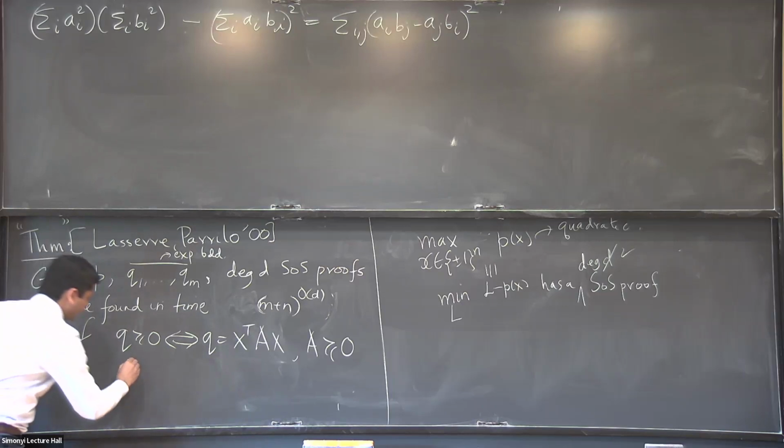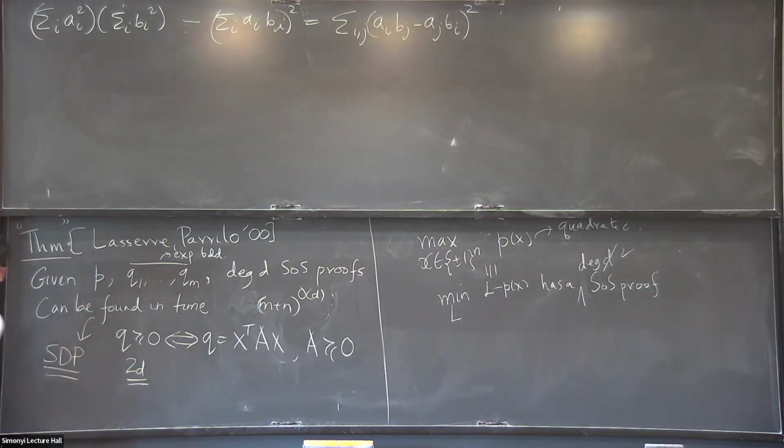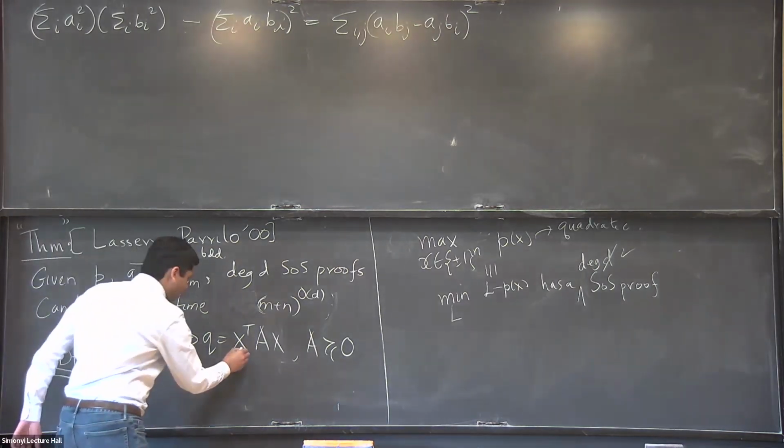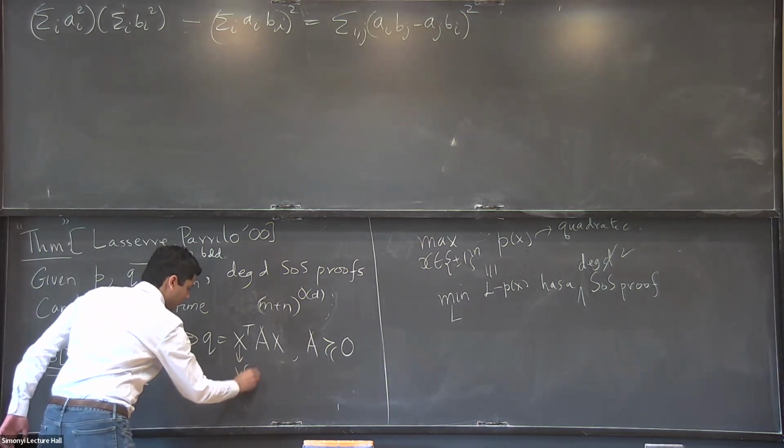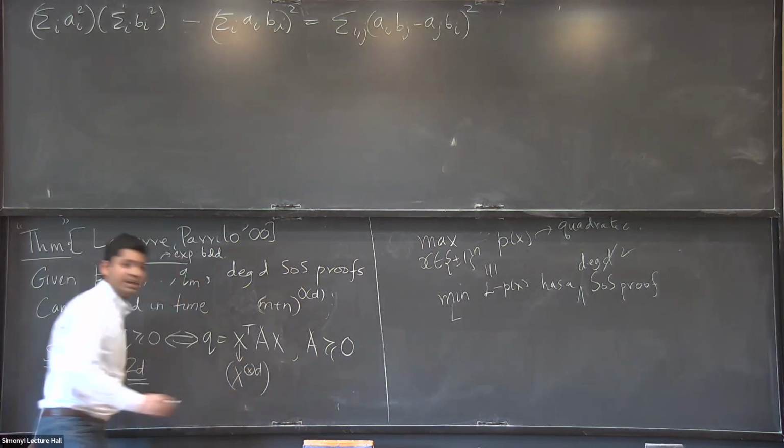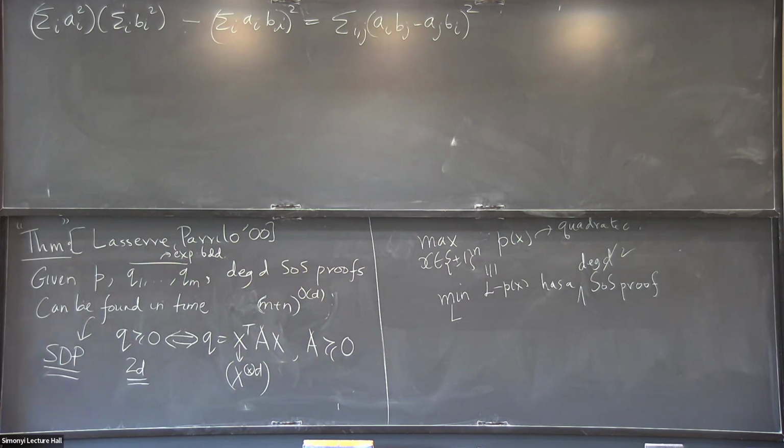So if this was degree 2d for some integer d, then instead of the quadratic form being on X, you take it to be on the vector of degree d monomials in X. Okay, and then the same correspondence continues to hold. What this means is that, if you are searching for a sum of squares polynomial that equals, let's say, the identity over here, then that's equivalent to finding a matrix which is positive semi-definite and satisfies some linear equations.